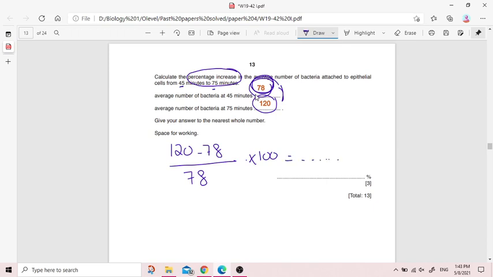The answer will come out with a decimal point. You have to round it up to the nearest whole number. It will be 54%.